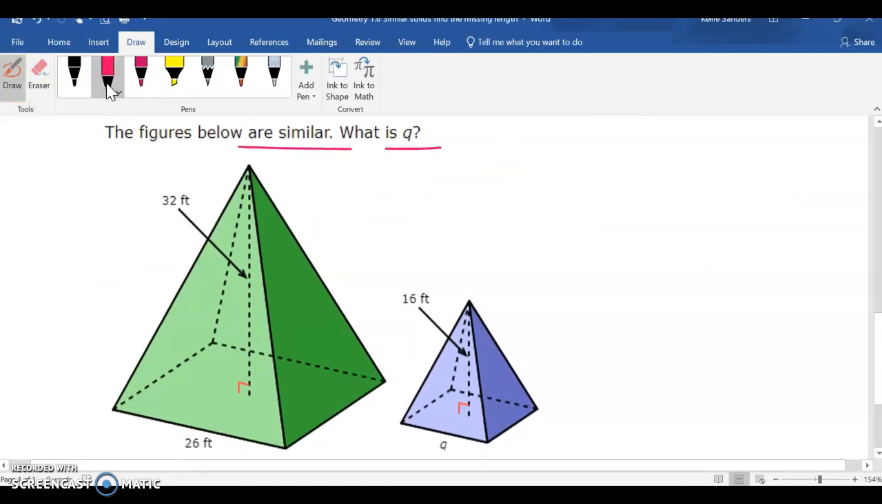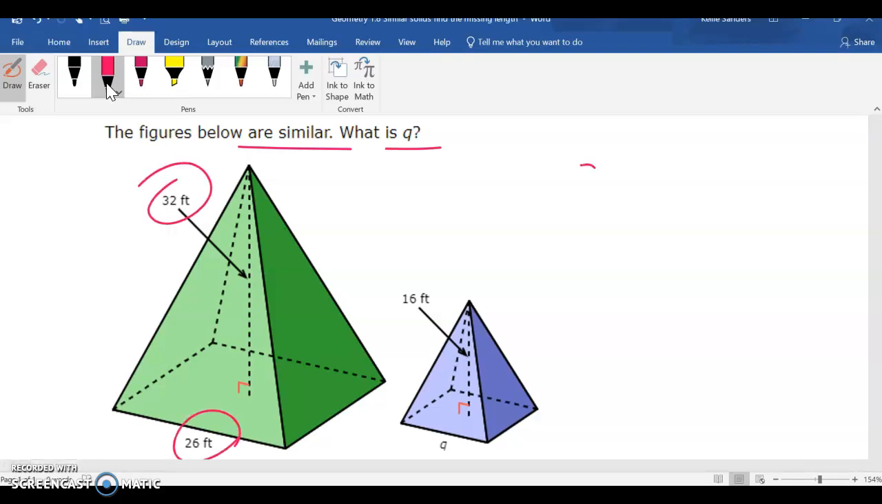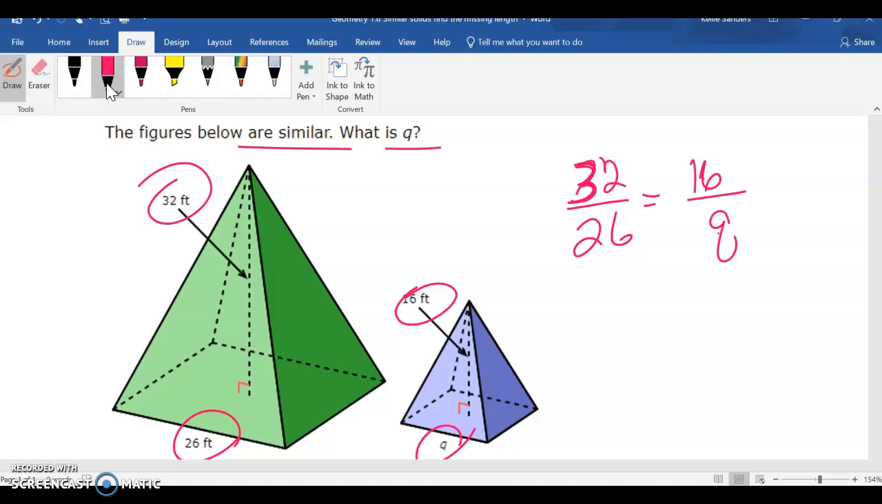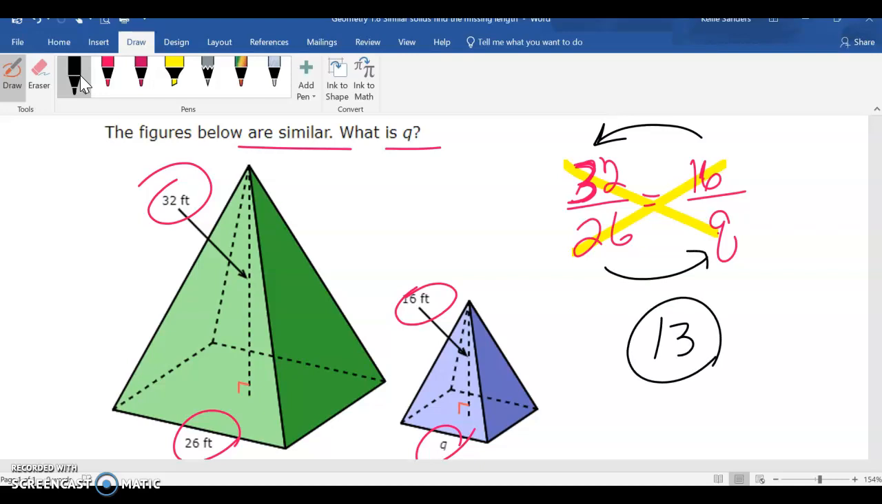They are similar, so what is Q? 32 to 26 is 16 to Q. Cross multiply and divide. Or 16 is half of 32, so what is half of 26? 13. You can do it that way too.